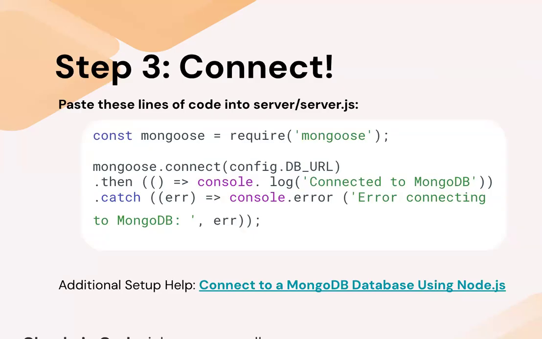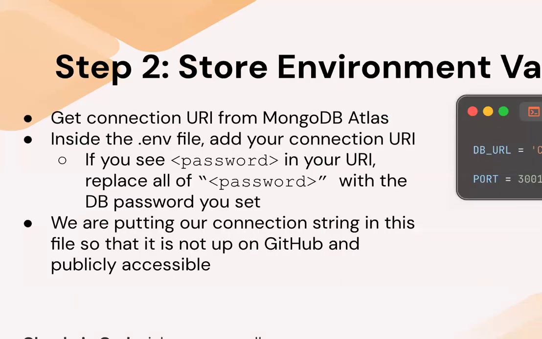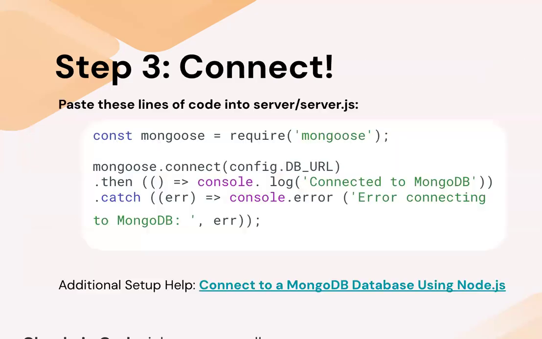Okay, and once you've saved your password into your .env file, you also want to add PORT equals 3001 to your .env file. And then once you're done with that, you're going to go into server/server.js and put these lines of code.